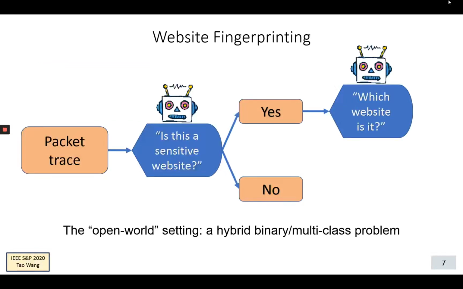Another way to look at this is we need to be able to answer, is this a sensitive website given a packet trace? And then we also need to answer which website it is. A sensitive website would be, for example, politically, religiously, or legally sensitive, and it would be a positive classification for this classifier. So this is the open world setting, which is more realistic than the closed world setting, and it becomes a hybrid binary multi-class problem. You can answer those two questions together with the same machine, of course.